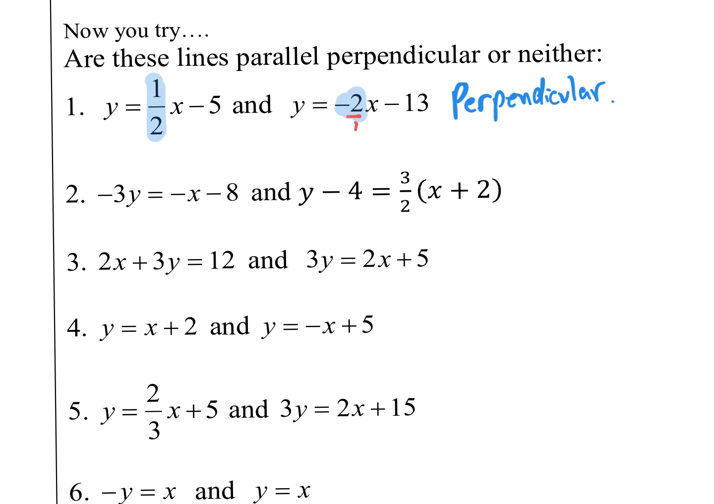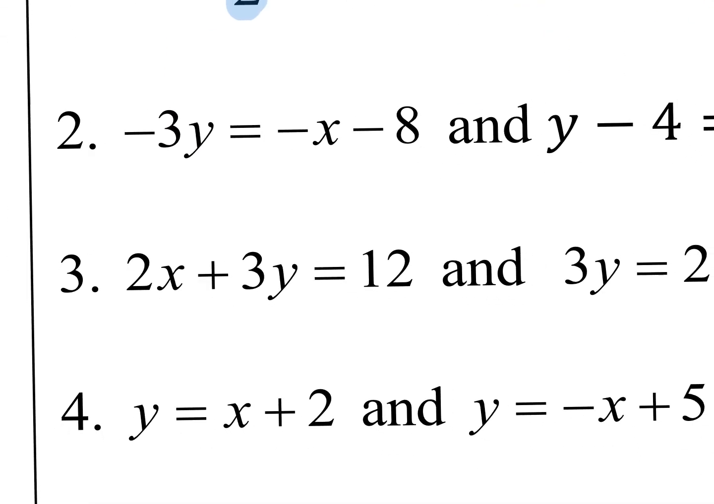Number 2, well, could I see the slope of either of these? Do I know the slope of the first one? Not yet, because I need to get the y by itself. I need to make it be y equals mx plus b in order to be able to see the m in front of the x. So right here, it's not y equals. It says negative 3 times y. So what am I going to do to get rid of that negative 3? Divide by negative 3, divide by negative 3, divide by negative 3.